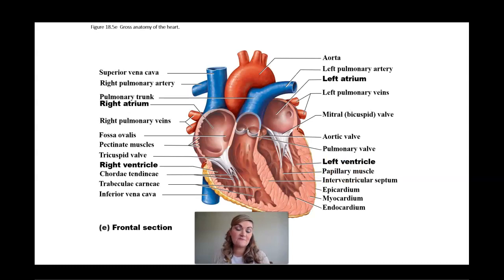So here we see a frontal section or a frontal cut. That's where you cut down through the center of the body and you open it up and you have a front and back half. And so with this, we're able to see directly into the heart diagram.